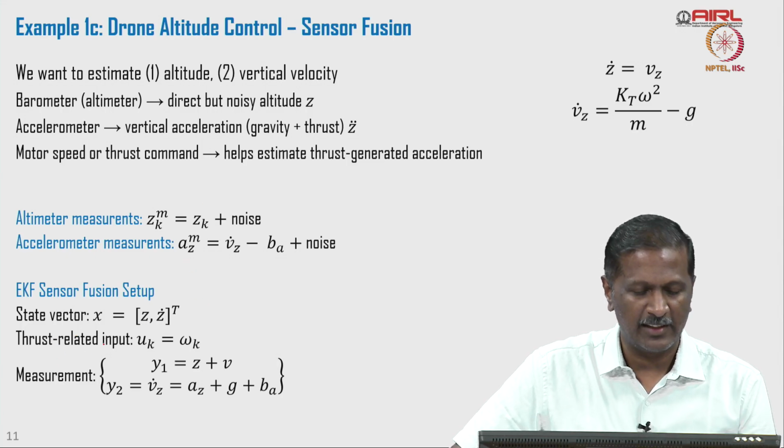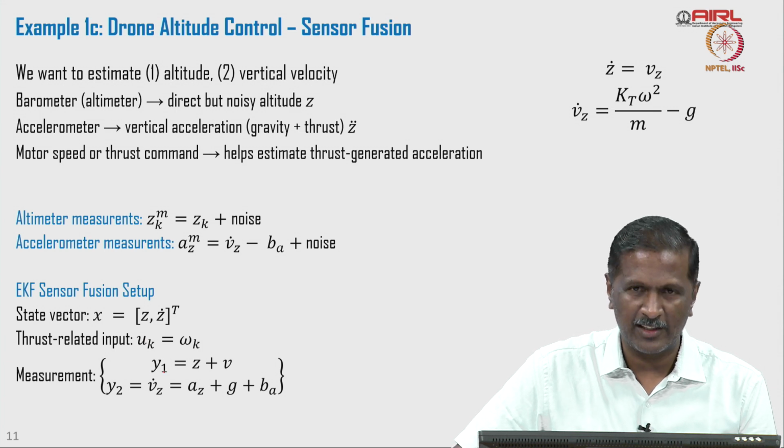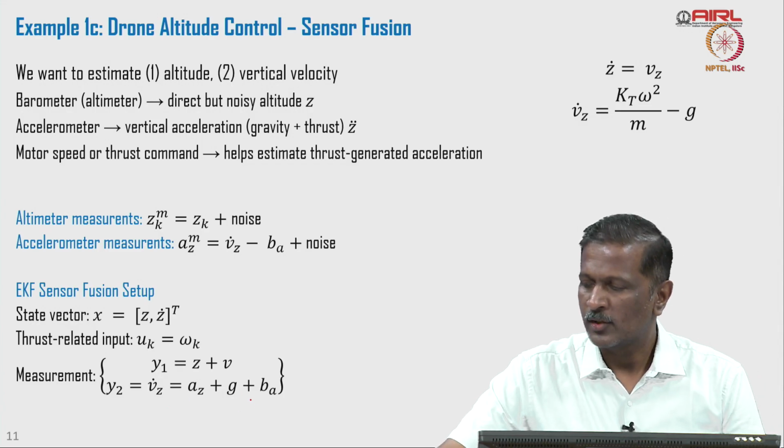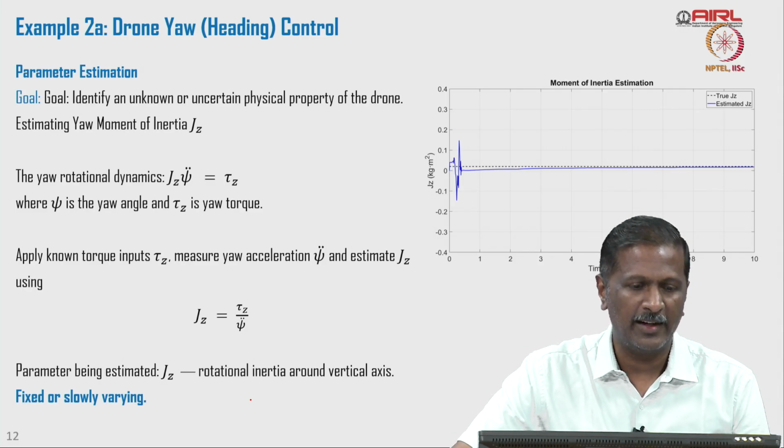What are the inputs that are available? UK, which is omega k, and omega is known. When I say k, it is the sampling time, at time k. UK is the input, which is nothing but omega. What are my measurements? Y is the output, which is Z plus some noise, V is a noise. Y1 is a position measurement with noise, Y2 is your velocity with some noise. So, I have those measurements, and I can try to fuse them.